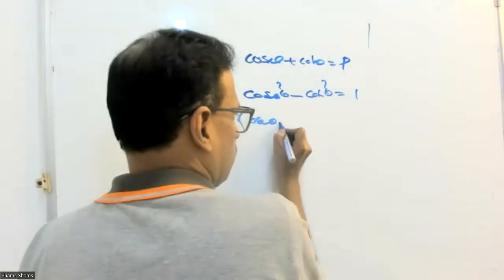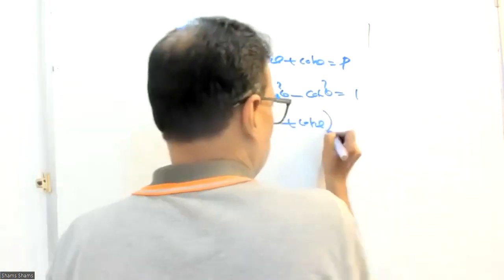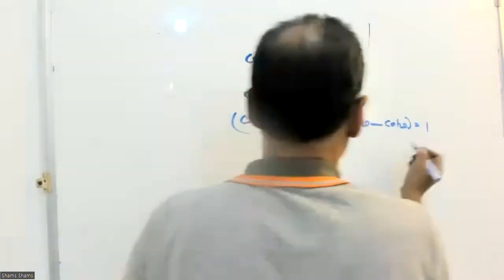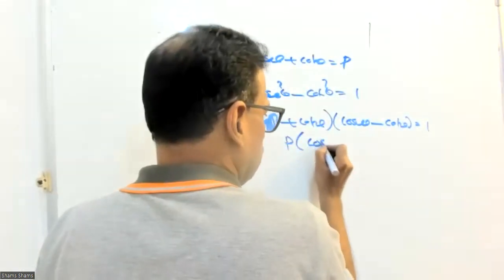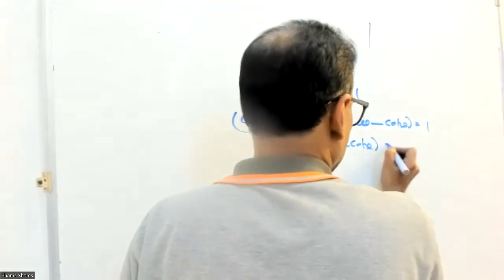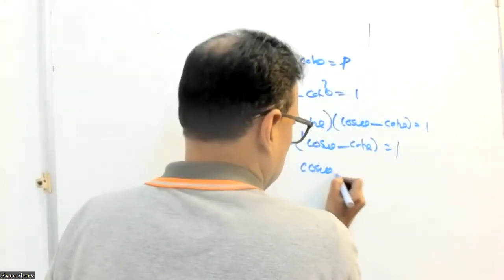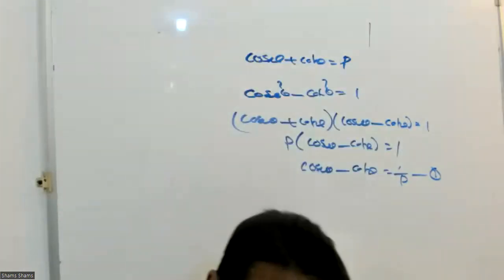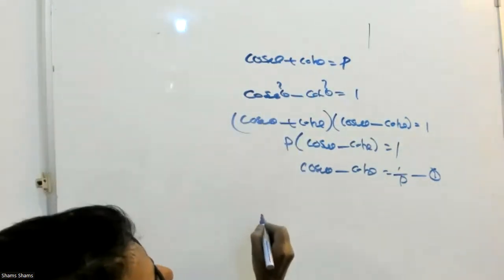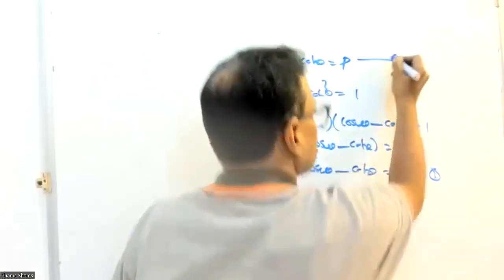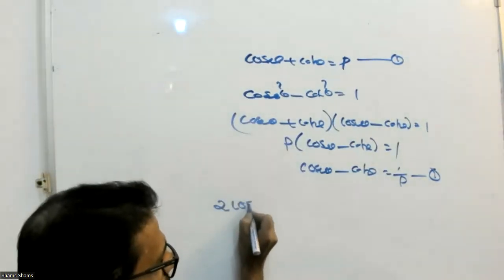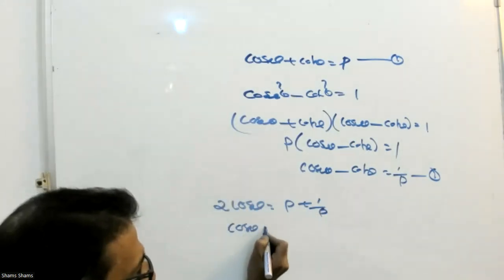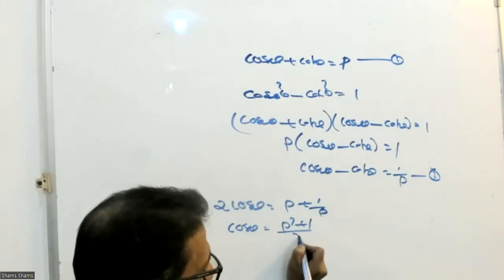Cosec theta plus cot theta into cosec theta minus cot theta equal to 1. This is p. P into cosec theta minus cot theta equal to 1. Cosec theta minus cot theta equal to 1 by p, number 2. Add both, 1 plus 2. Then 2 cosec theta equal to p plus 1 by p. Cosec theta equal to p square plus 1 by 2p.